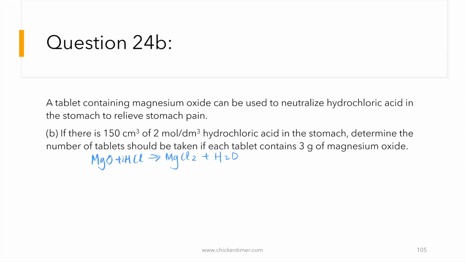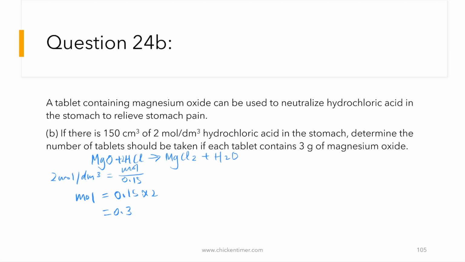Okay. So this one is I find the mole of the hydrochloric acid. It is very much torture right now because I don't have to say anything and you'll be doing all the work. Oh, okay. Determine the number of tablets should be taken. Which tablet? Oh, haven't finished. So what do they mean?